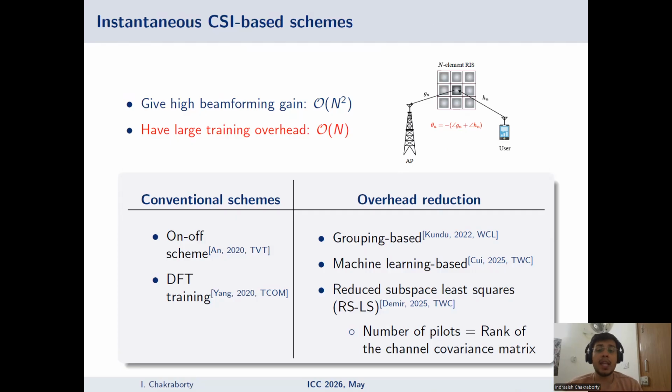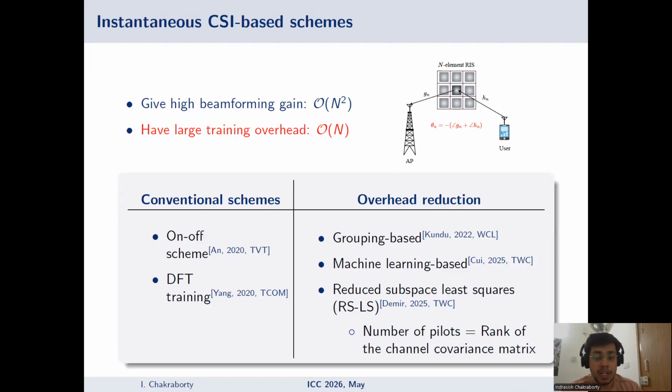So in the literature, many overhead reduction techniques have been proposed. First kind is the grouping-based techniques, where you group the nearby elements and assign a single reflection coefficient for every element in that group. With this, the training overhead reduces, but you take a hit on the beamforming. On the other hand, there are some machine learning based techniques as well. Many of them focus on deep learning based approaches. Many of them focus on reinforcement learning based approaches.